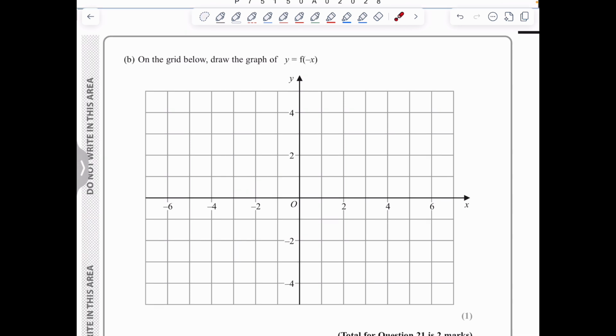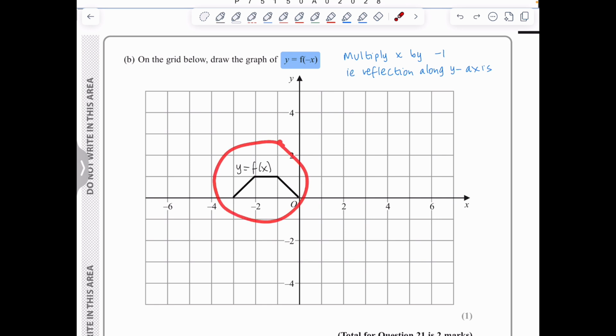And in part B, we need to draw the graph of y is f of minus x. So this transformation here simply means we multiply x by -1, which is essentially a reflection along the y-axis. So this is the original f of x here on the left-hand side of the y-axis. If I reflect it along the y-axis, I get f of minus x.